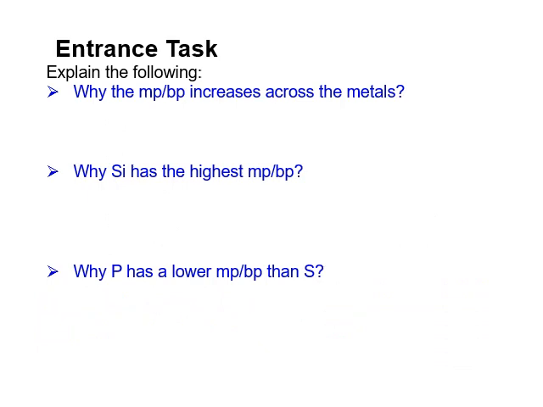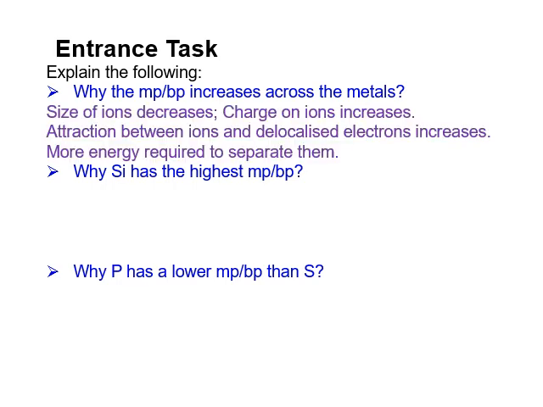So firstly, why do the melting and boiling points increase across the metals? The reason is the size of the ions decreases across the period. Meanwhile, the charge on the ions increases. That means that the attraction between the ions and the delocalized electrons increases, and therefore more energy is required to separate them.